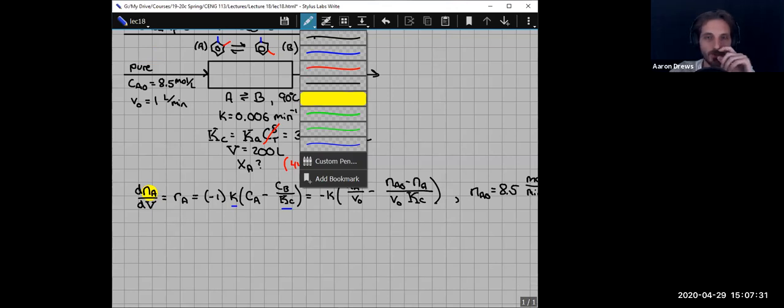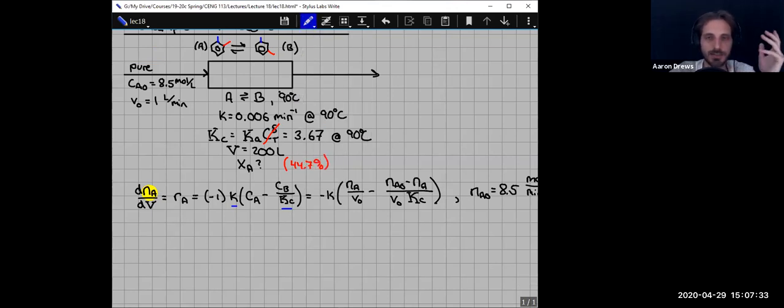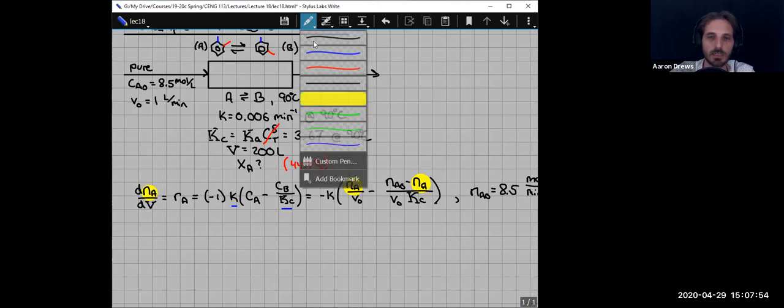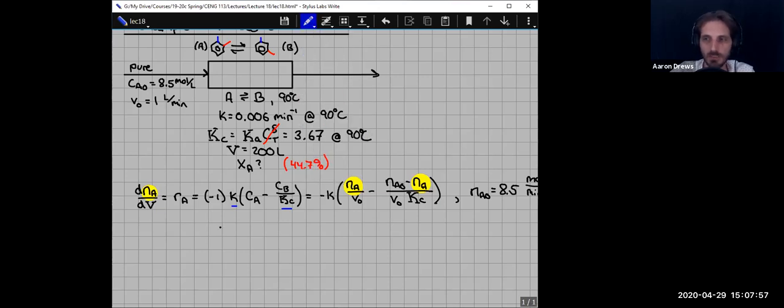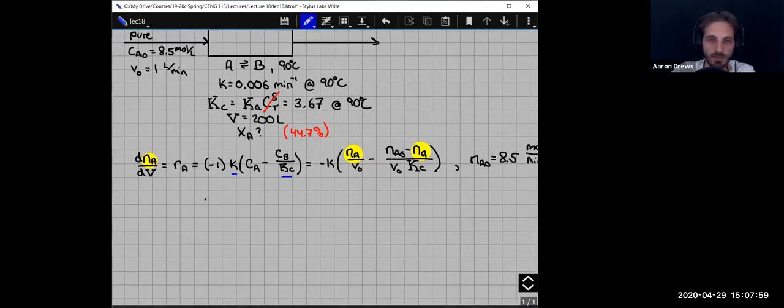So in order to solve this, it has to be a separable differential equation if I'm going to do it by hand. So I need to take any of the terms over here that have to do with NA and move them over to the left-hand side. And then similarly, anything that's a constant, by convention we just throw all the constants on the volume side, and anything else just goes on the volume side. So there's going to be some algebra here.